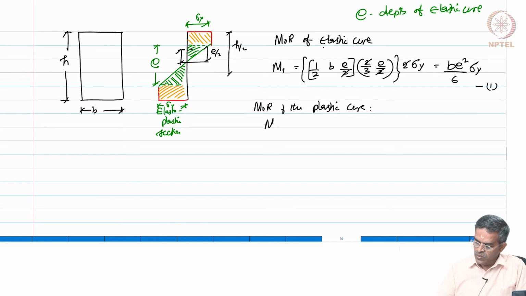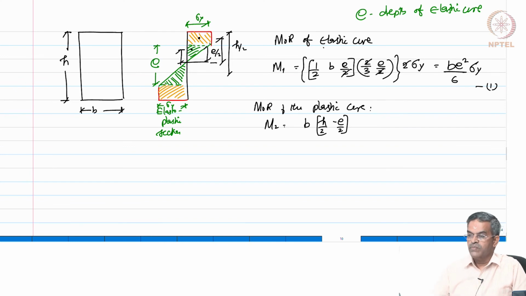Now, let us work out the moment of resistance of the plastic section or plastic core. I call this as M2, which is the red one, right. So, let us find out that. So, let us say it is a rectangle. So, B into h by 2 minus e by 2, right. And the CG of this from here will be equal to e by 2 plus h by 2 minus e by 2 of half, am I right?